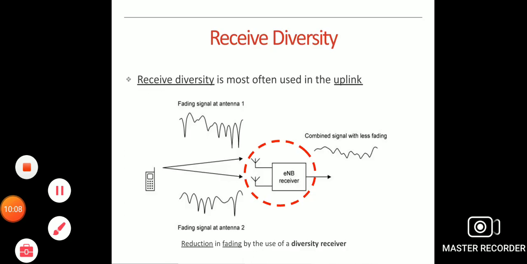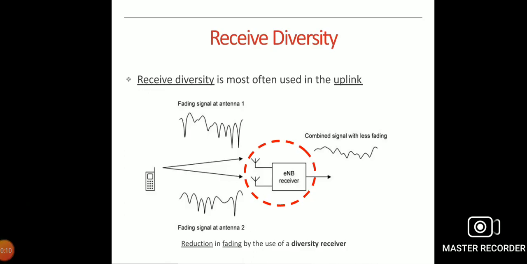So in this session we have studied the complete diversity methods of the transmitter and also the receiver side in multi antenna techniques for the wireless communication medium.